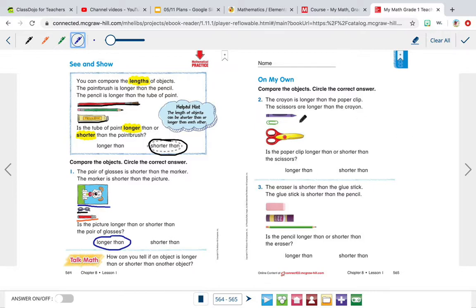Now, on my own, the crayon is longer than the paper clip. So here's the crayon, and here's the paper clip. The scissors are longer than the crayon. So here's the scissors, and here's the crayon. So the scissors are longer than the crayon. Is the paper clip longer than or shorter than the scissors? So is the paper clip longer than or shorter than the scissors, okay?